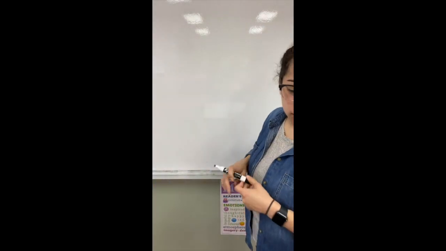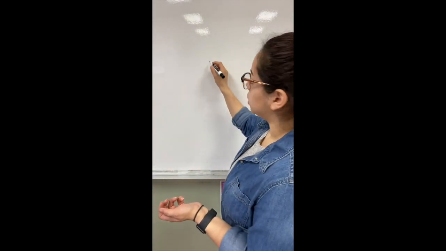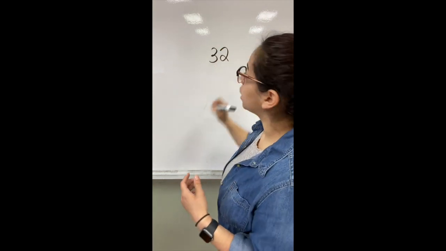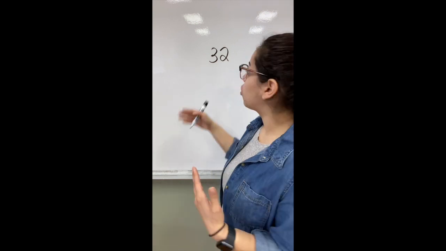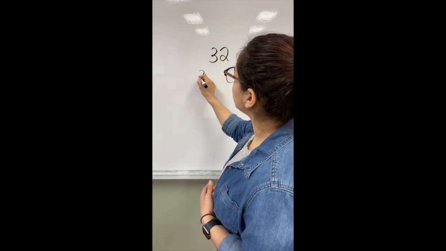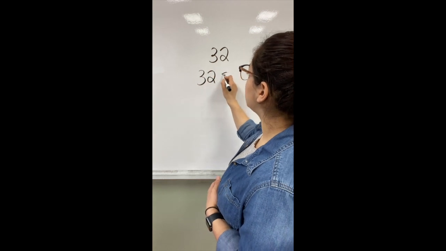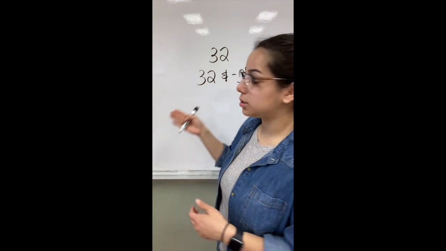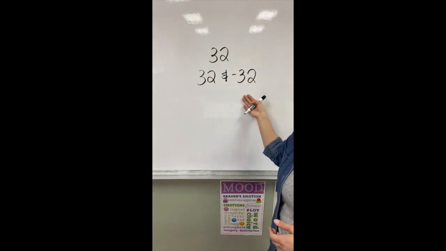So for example, any number, okay, if I wanted to do, let's say, what gives us the absolute value 32, well, it would be 32 and negative 32.